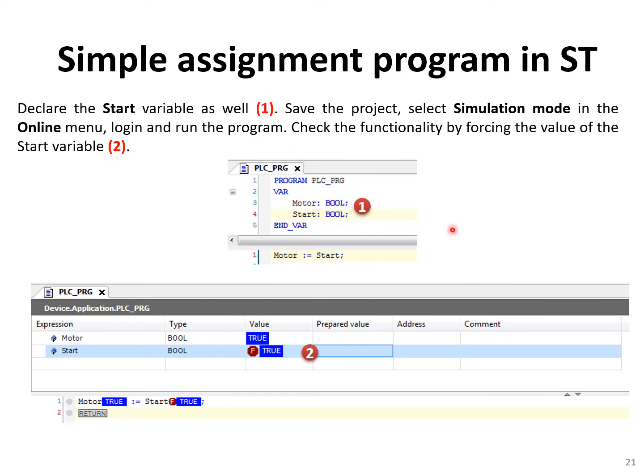Save the project. Select simulation mode in the online menu. Log in and run the program. Check the functionality by forcing the value of the start variable. Another way is to declare these variables first before starting to write and use them in the program. Here we could force the variables. For example, we could force the value of the start and see what would be the effect on the motor variable.